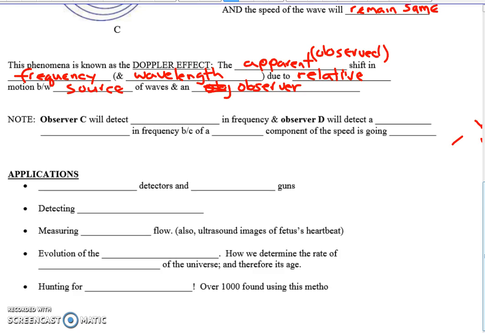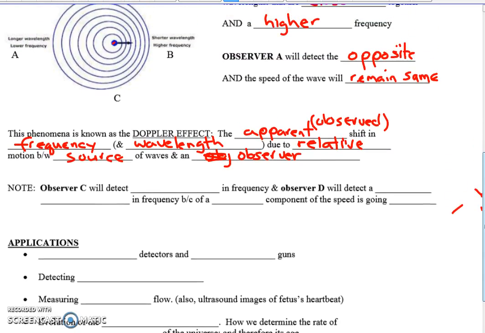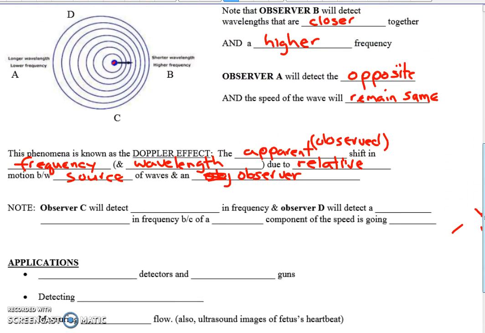Okay, now let's go back to our diagram here. Let's talk about C and D. This is a little bit more subtle. What will they detect? Well, at this moment, let's say C is right here, and this is where the source is. This is the direction C is from there. There is no component of U that is towards C or away from C. So observer C will detect no change in frequency.